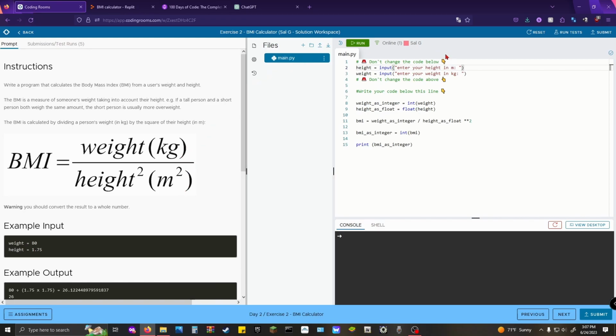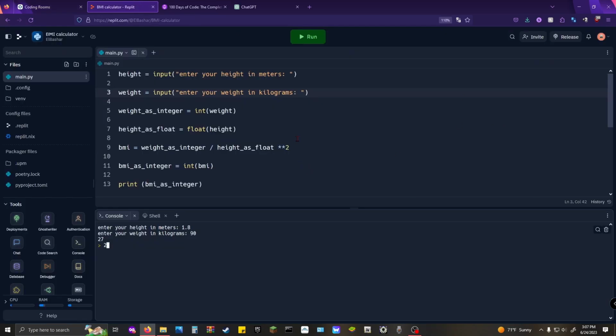So I just copy and pasted this whole mess into Replit. Let me try to explain what's going on here. We have two established variables, and then we have two functions. We have two input functions, right? Essentially it's saying, hey, interact with me. And there's the string inside, as evident by the quotes, telling you to enter your height in meters and enter your weight in kilograms. So you have these two variables right here, which are both inputs. Once you put an answer for one, it wants an answer for the other.